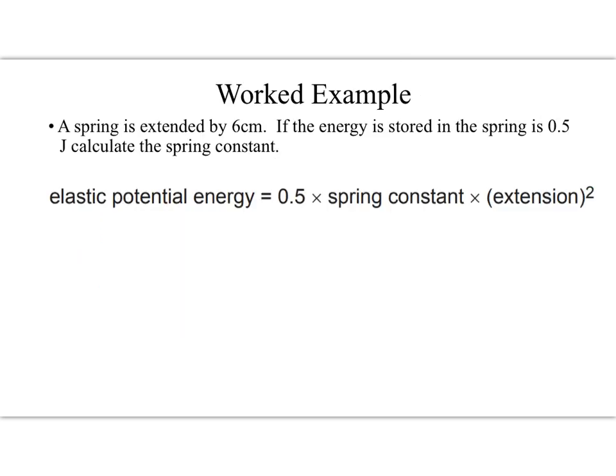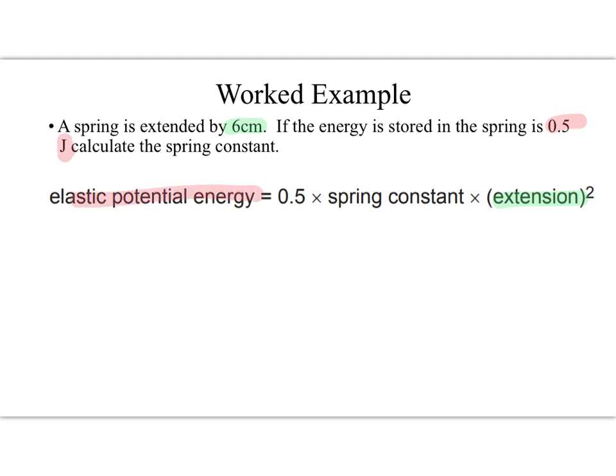So we've got another worked example here. It's going to involve us rearranging the equation slightly. It's always useful to have a go at these. So again, please just work through and record this information as you go along. So I'm going to go through and look at here. So I've got 6 centimetres. So that's my extension. And then I've got 0.5 joules, which is my potential energy.